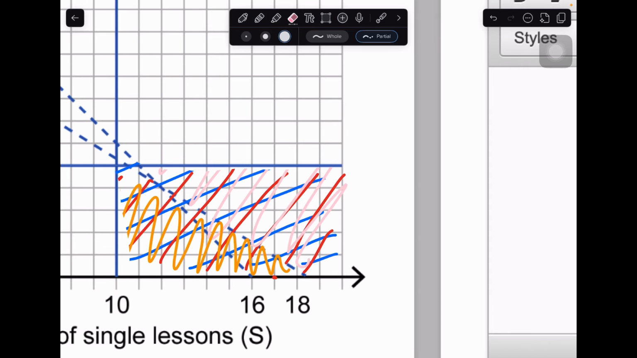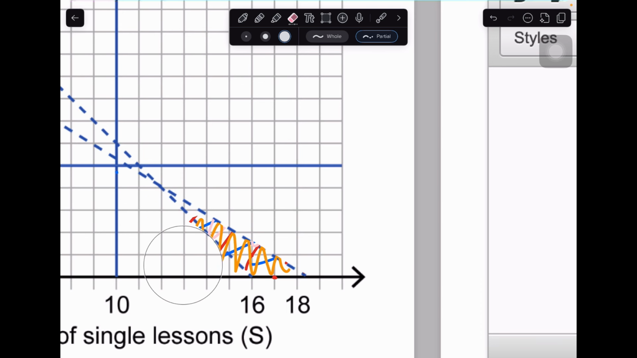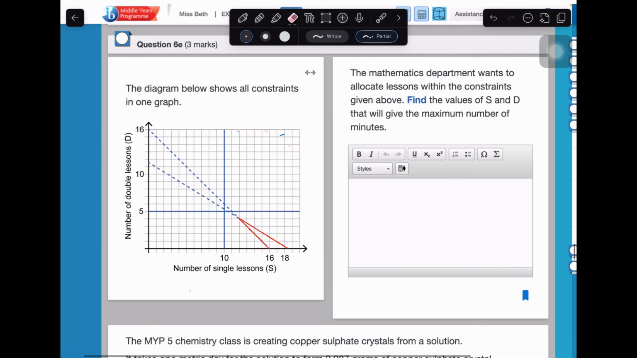Let me zoom in carefully here. And I can see that it's this small triangle section. So if I highlight that, we're looking at this bit here, but let's remember that those lines are dashed, so it can't actually be equal to the line itself. So I'm just looking within this region here. So I know what section is included. So now let's go to the question.